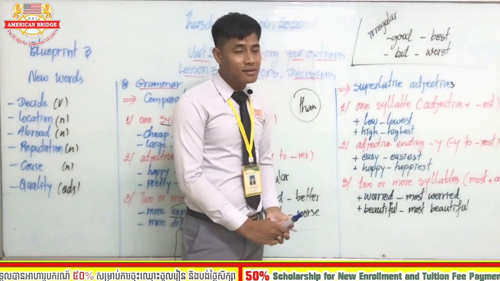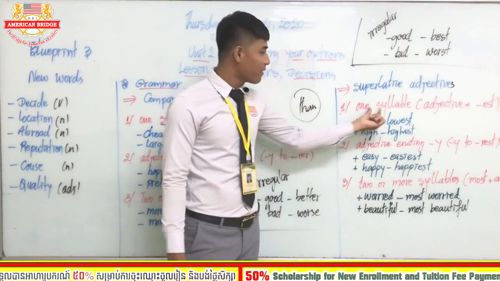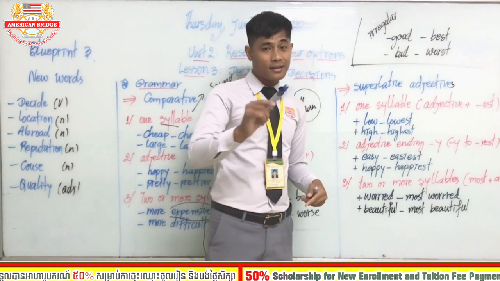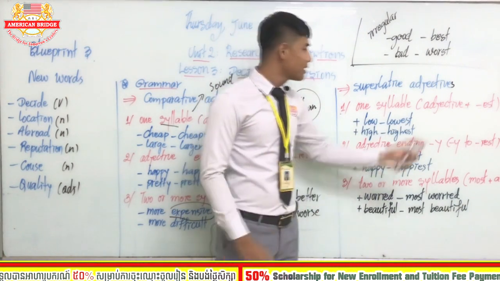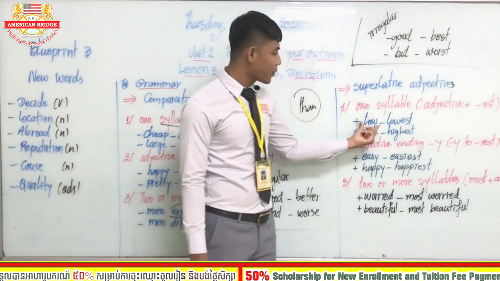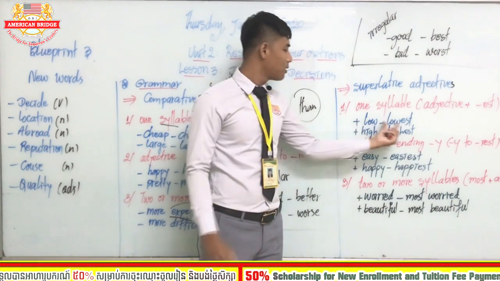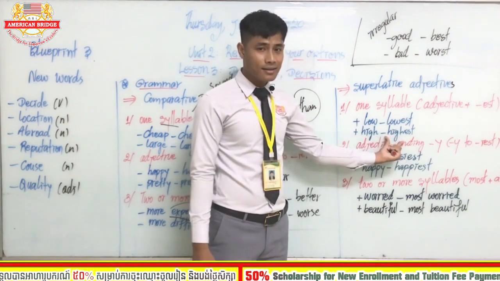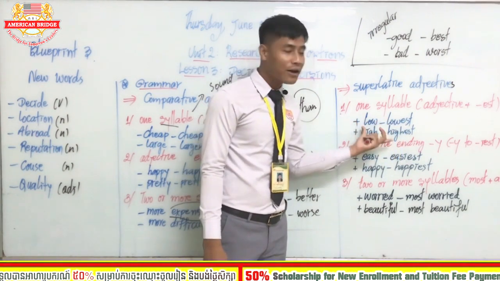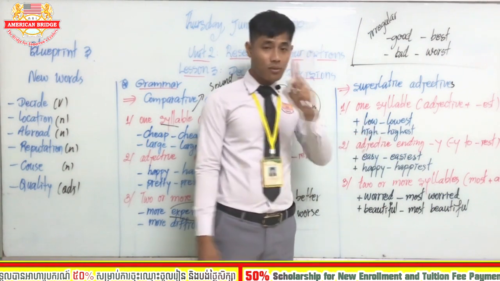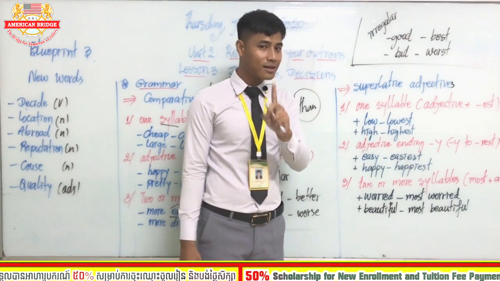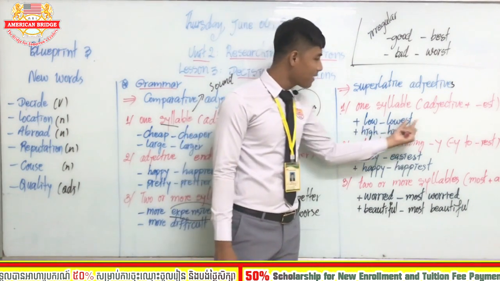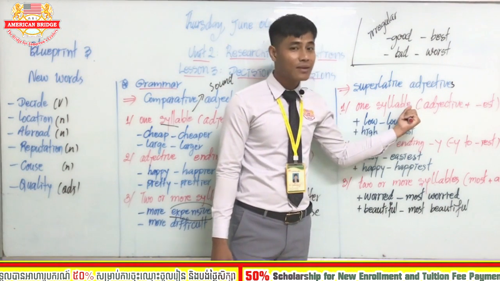Next, superlative adjectives. Superlative adjective, one syllable: add est to the adjective. Let's see the example. Lowest. Highest. You got this. Low is one syllable, right? And high is one syllable, another one. So we have to add est to that adjective.